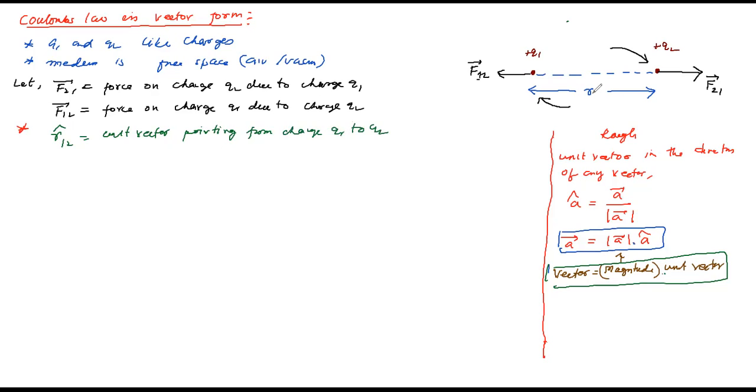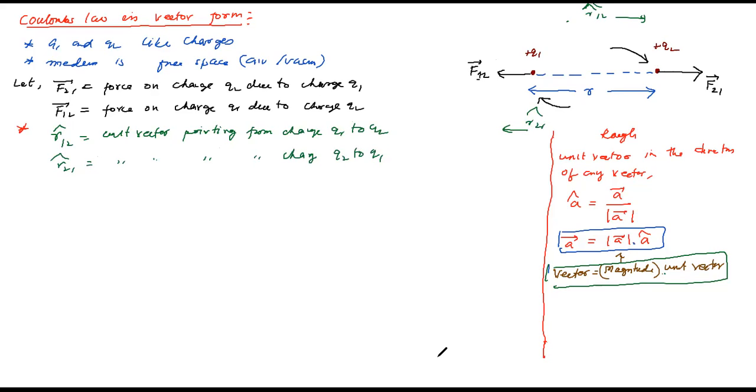Remember, this r12 is pointing from charge Q1 to Q2. In the same way, this force F12 will also have some direction, and as you can see, it is pointing from Q2 to Q1. So this r21 is also a unit vector pointing from charge Q2 to charge Q1.